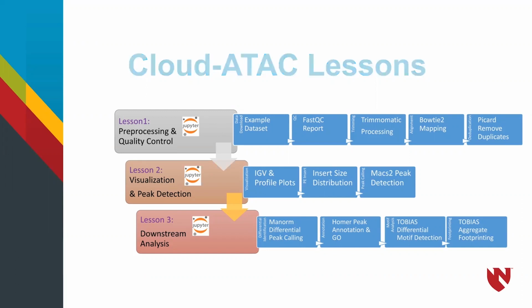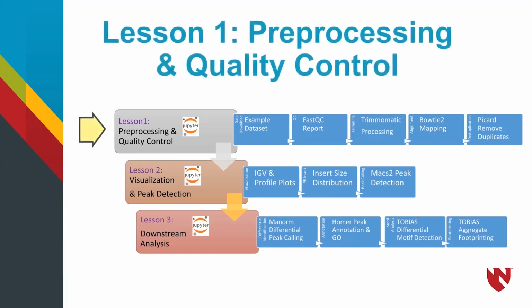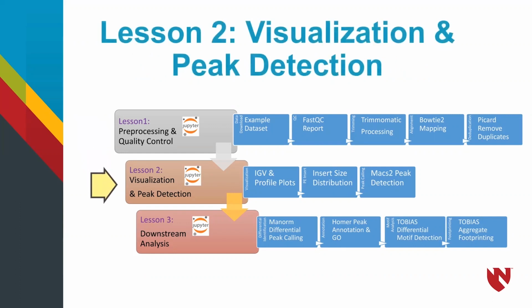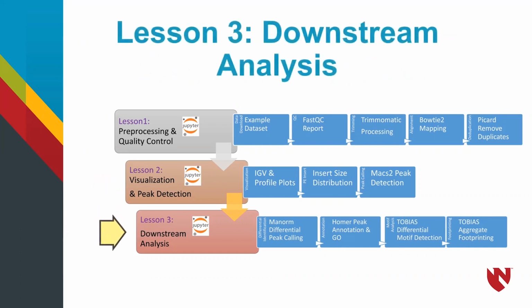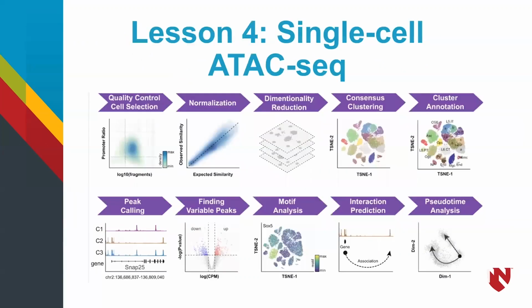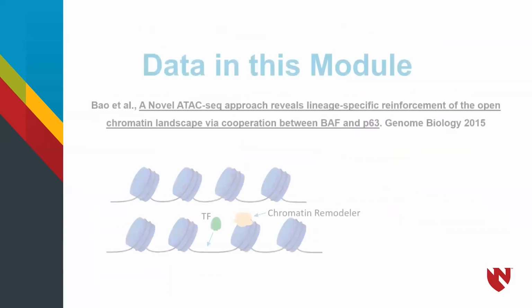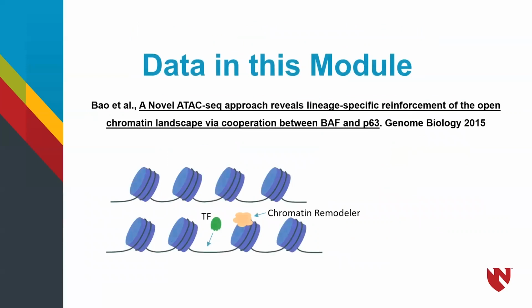your own dataset. The first lesson will introduce the dataset and proceed through quality control, trimming, alignment to the genome, and deduplication. The second lesson will include visualization of ATAC-Seq signal, profiling of insert sizes, and peak identification. The third lesson will include differential peak identification, peak annotation, and footprint analysis. Now, the fourth lesson focuses on single-cell ATAC-Seq data and includes steps similar to bulk analysis, as well as special considerations for single-cell. During these lessons, we will use a publicly available ATAC-Seq dataset to evaluate differential accessibility footprints that occur after depletion of the BAF chromatin remodeling complex.